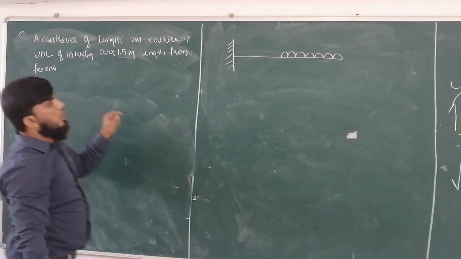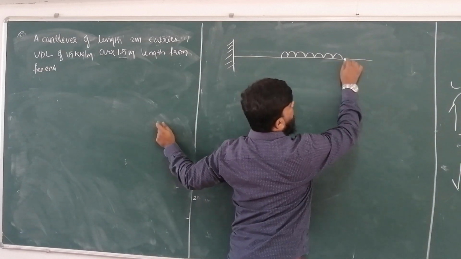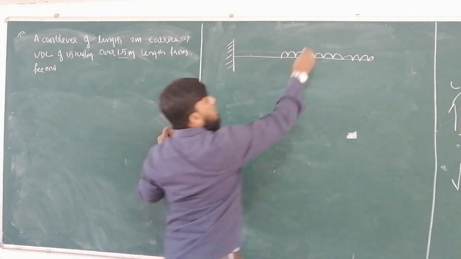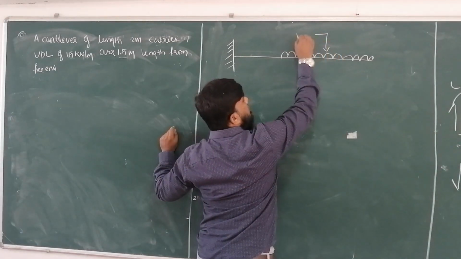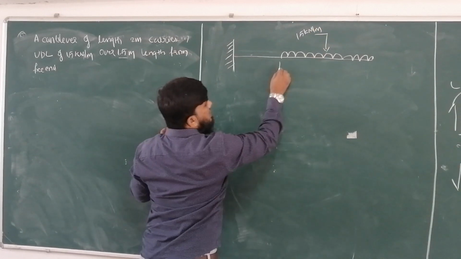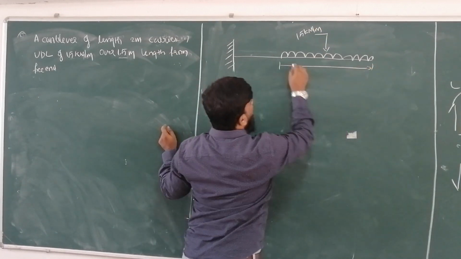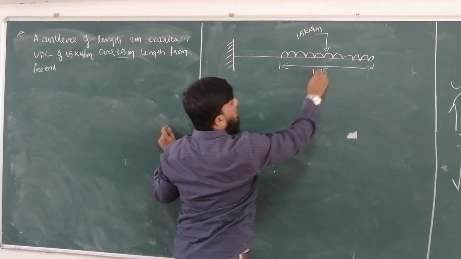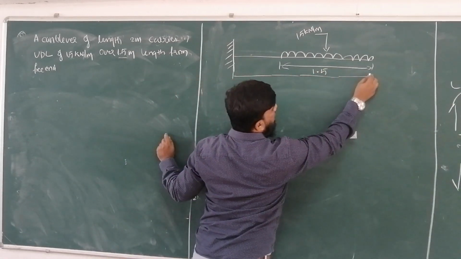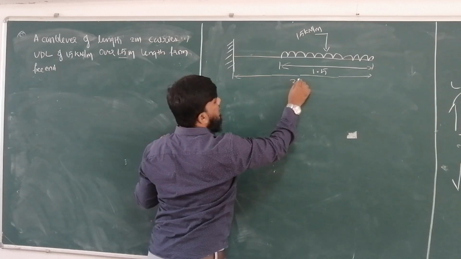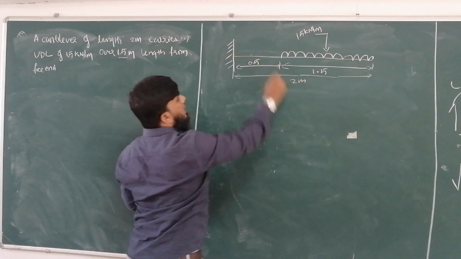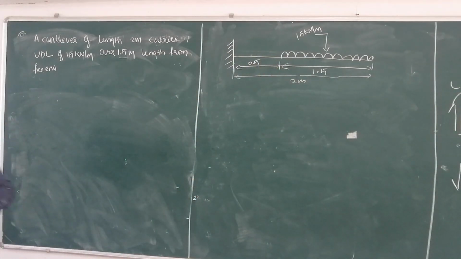Since the length of the rod is 2 meters, let us extend this to some extent. Clear? So this is the UDL. They have given the weight of this as 1.5 kilonewton per meter, so this length is given as 1.5. And another thing they have given is the total length of the rod is 2 meters, so obviously this length is nothing but 0.5. I hope this is clear for you.